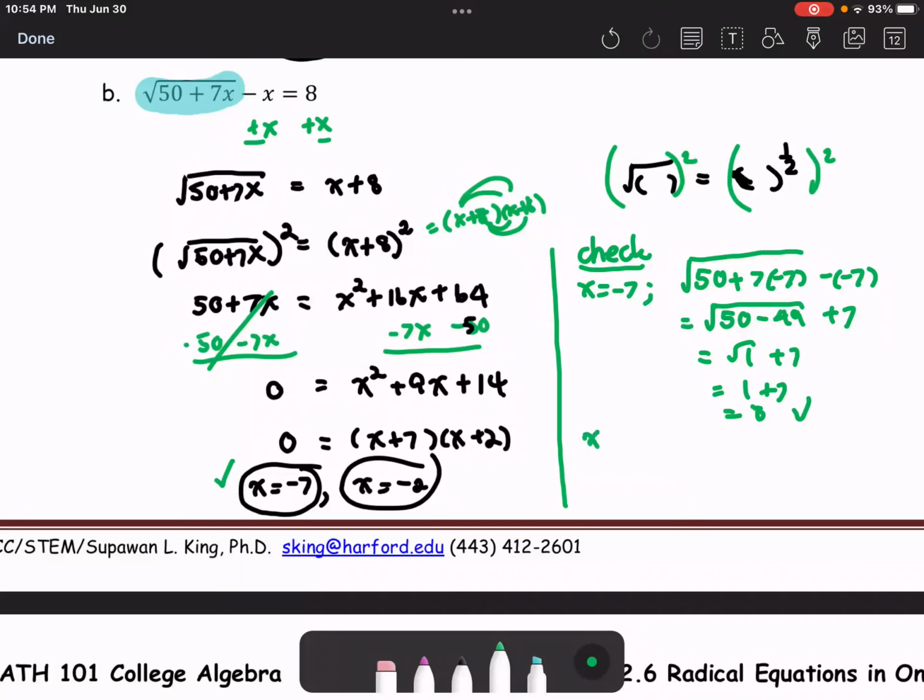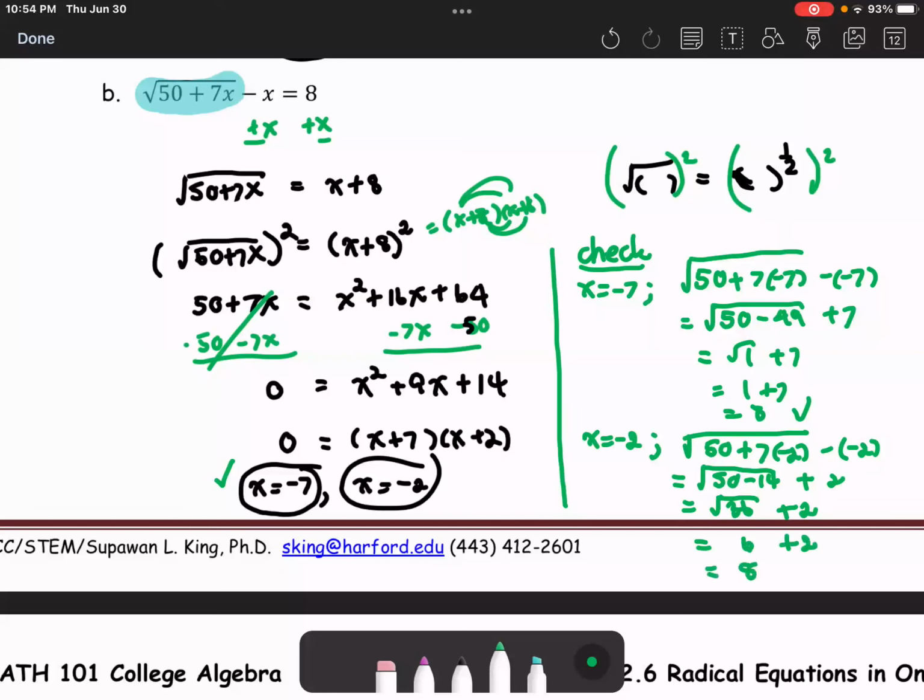And do the same for the second one, which is x equals negative 2. Square root of 50 plus 7 times negative 2, subtracted by x, which is negative 2. Simplify the radicand, we get 50 minus 14 plus 2, or the square root of 36 plus 2. The square root of 36 is 6, and then added by 2, the result is 8. Check. So we keep both solutions.